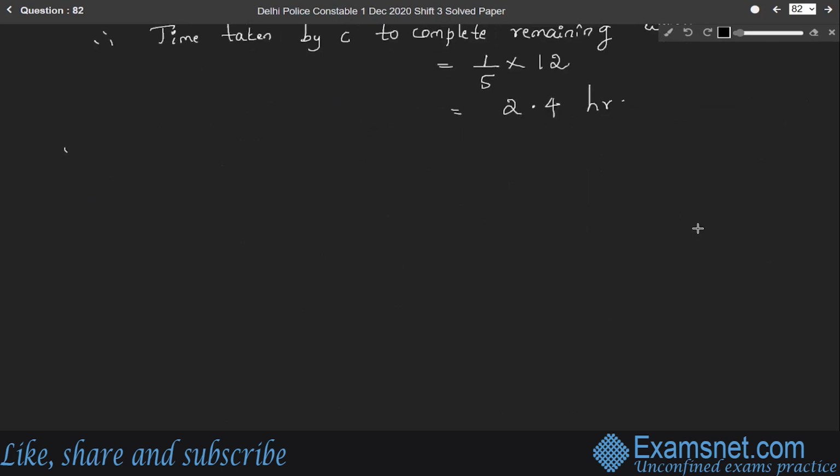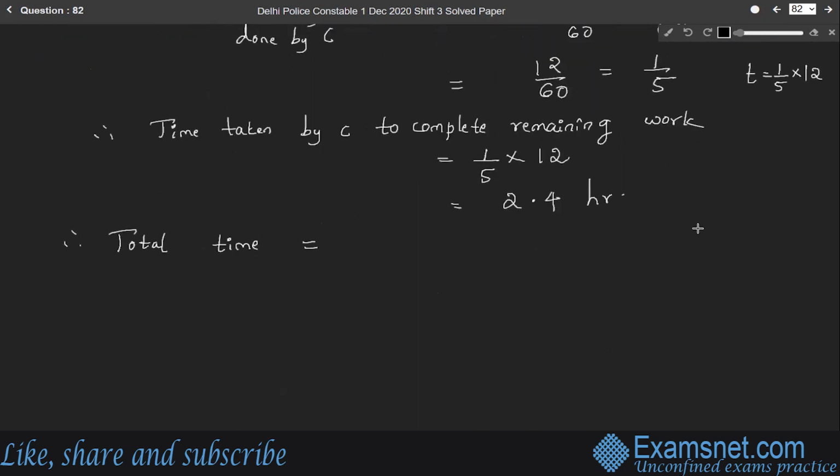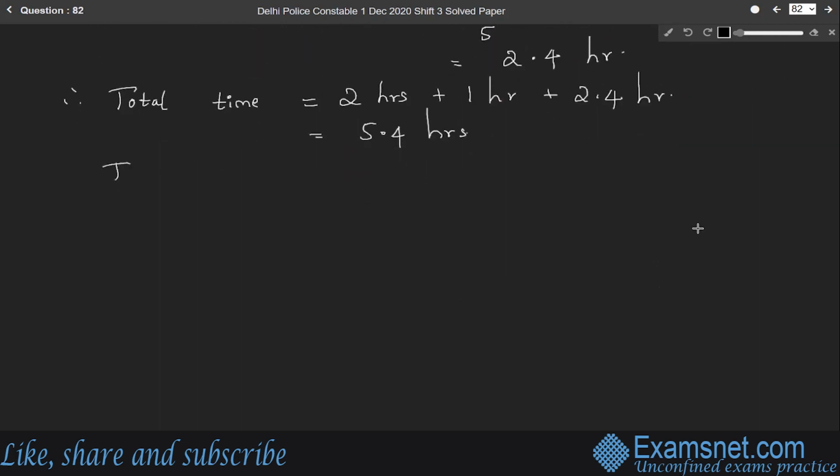Therefore, the total time taken from 9 a.m.: from 9 to 11 a.m. all three together worked for 2 hours, then 11 to 12 noon for 1 hour. So it is 2 hours plus 1 hour plus 2.4 hours, which is equal to 5.4 hours. Total time is 5.4 hours. Therefore, to complete the task, so what is asked in the question?